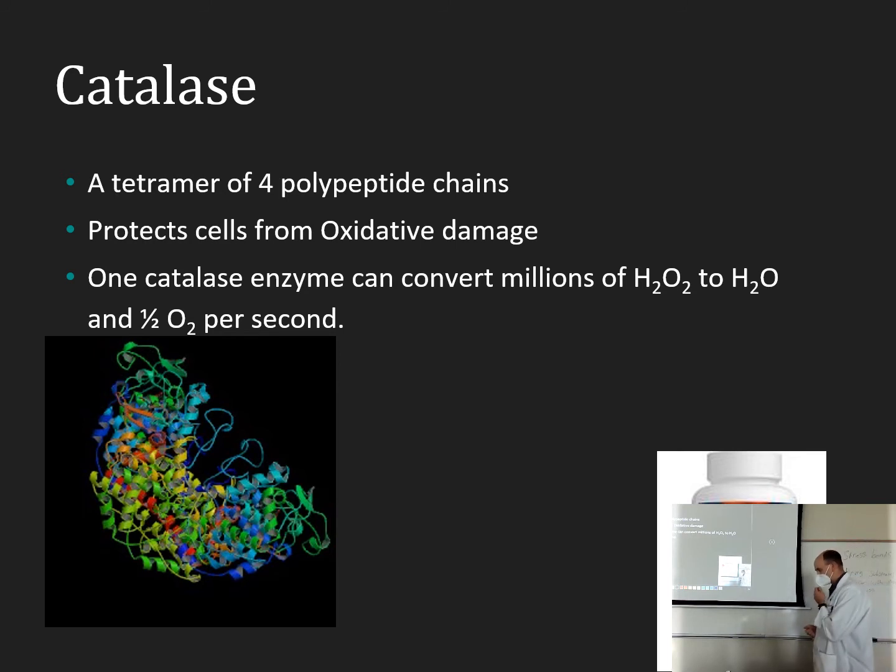So we have an enzyme called catalase. So we make peroxide, but we also have an enzyme that helps to break it apart real fast too. So one catalase enzyme can convert millions, and I've seen numbers like 40 million. I have no idea how it's that fast, but it's really fast. Hydrogen peroxide molecules. Hydrogen peroxide is H2O2.